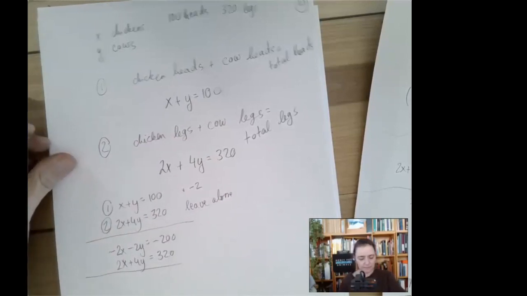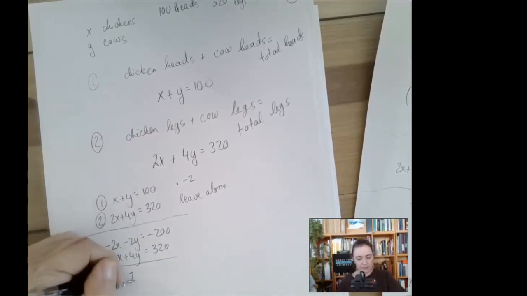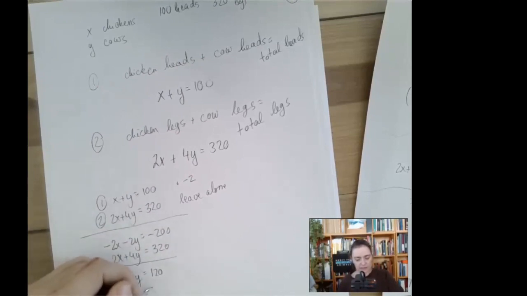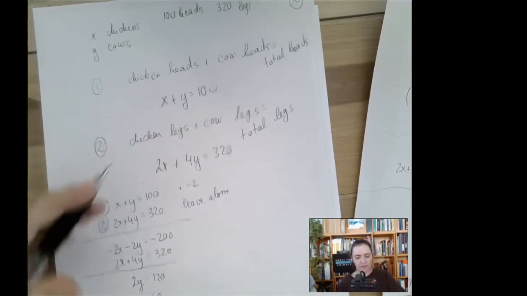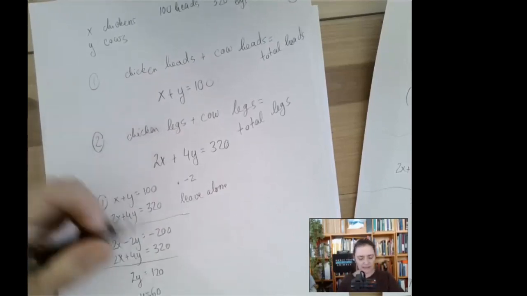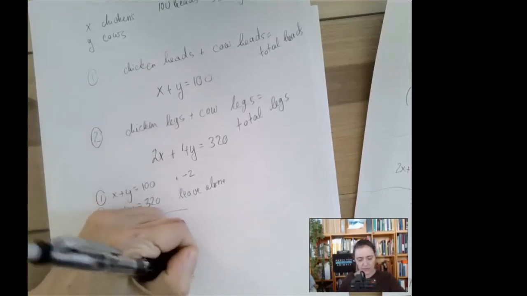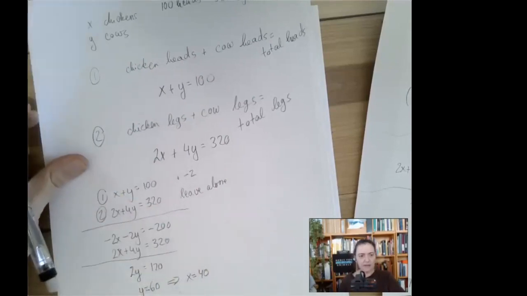Add. X is dead, 2y. Y almost falls into our lap. Is 120. So y is 60. And then if the first equation is as simple as that, then we know that x is 40. And then don't stop there.